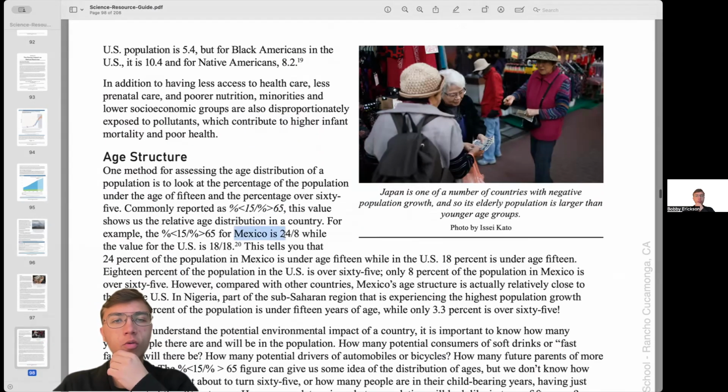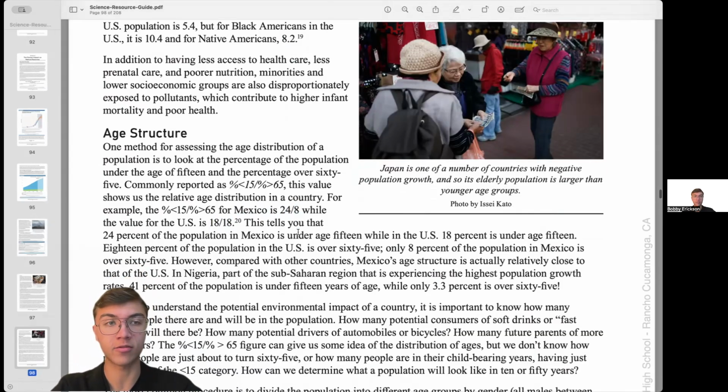So in Mexico, it's 24 over 8, which means 24% of the population is below the age of 15 and 8% is greater than 65. Whereas in the US, we have 18 and 18%, so it's relatively balanced. Note, we were talking about earlier how the crude death rate in the US is higher than that in Mexico. That's because there's a lower amount of the population that's older in Mexico, which is 8% greater than 65.